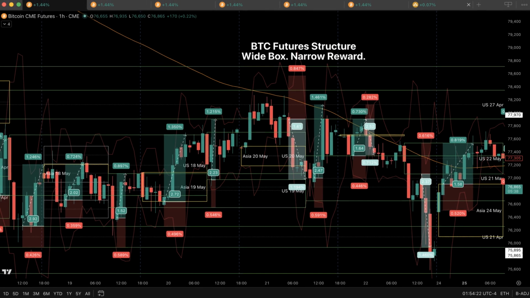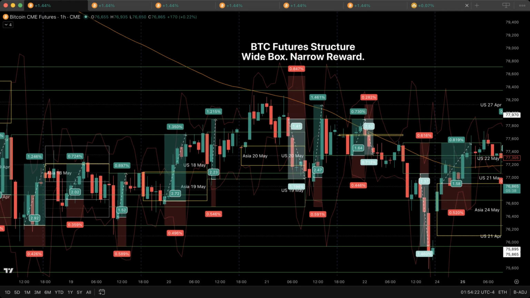Price pushes higher, but the box still controls it. The session forms inside expanded memory. May 24th Asia session forms between April 21st U.S. session midpoint and May 21st U.S. session midpoint. It does not compress quietly. It expands wide. It overlaps old memory.